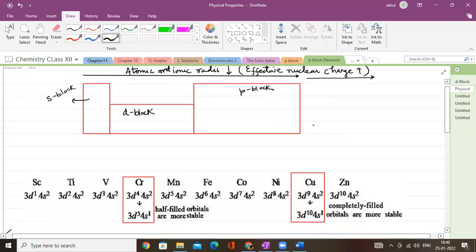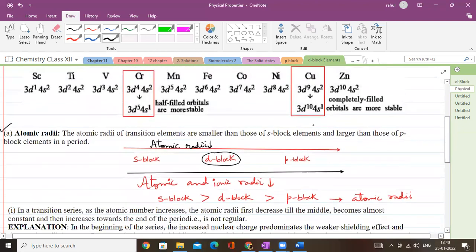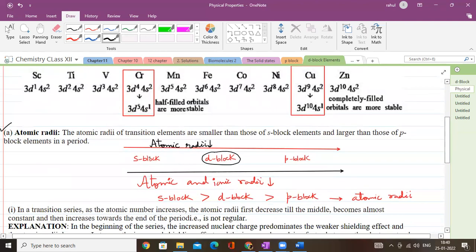So from this, what do we conclude? As I have written, we conclude that S block element has the highest atomic radii, then D block has the intermediate, and P block has the least atomic radii when you try to move from left to right in the periodic table. So that's why the statement that I have written is: the atomic radii of transition elements are smaller than S block, but larger than that of the P block elements. This is what I have written.